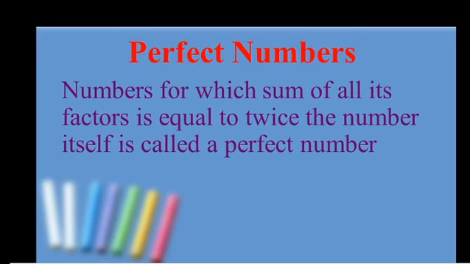Next, we are going to learn perfect numbers. What do you mean by perfect numbers? Numbers for which the sum of all its factors is equal to twice the number itself is called a perfect number. We can easily remember: sum of all its factors equals 2 into the given number.